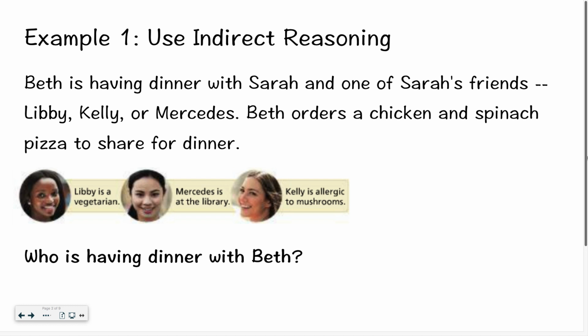Okay, so if we look on the left-hand side, Libby, it says, is a vegetarian. So if Beth ordered a chicken and spinach pizza to share for dinner, would Libby be someone that's present? No, because she's a vegetarian. She's not going to eat the chicken. Okay, let's look next. We have Mercedes. Mercedes is at the library. So if she's at the library, is she able to be at dinner? No. So we're going to cross Mercedes off the list.